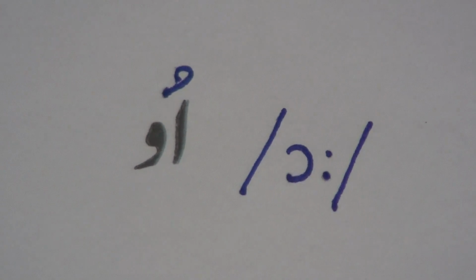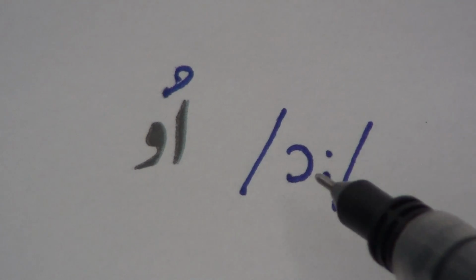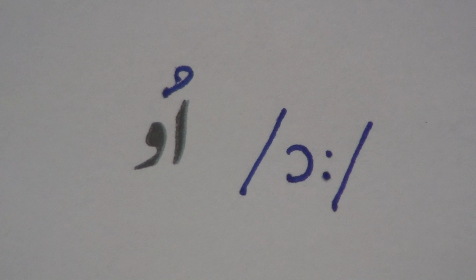Now we will learn vowel O. O. The phonetic symbol of O is this one. O. Do.